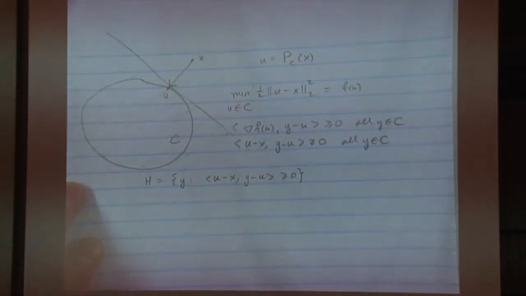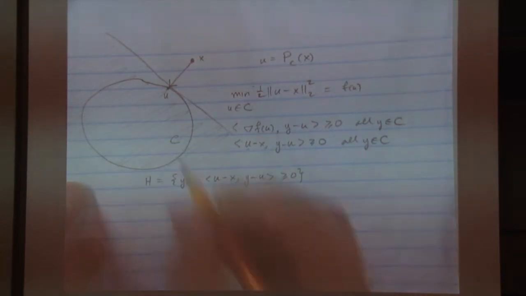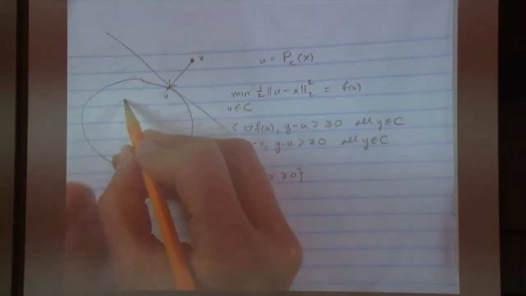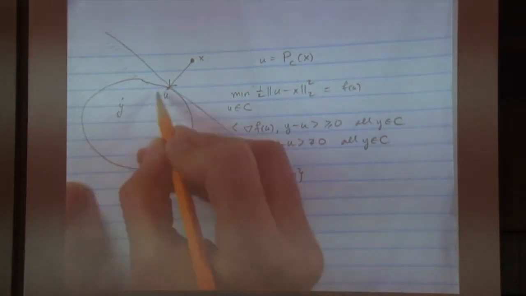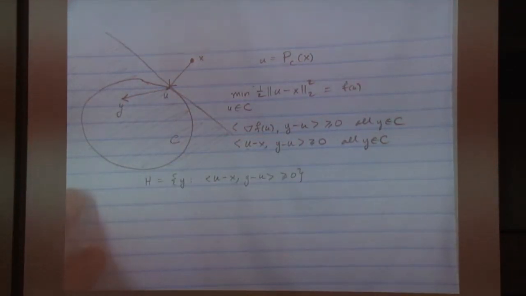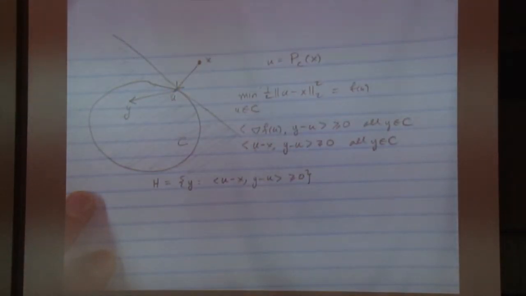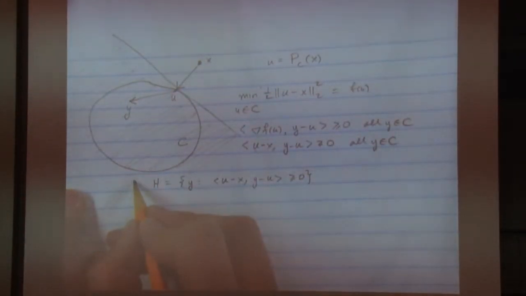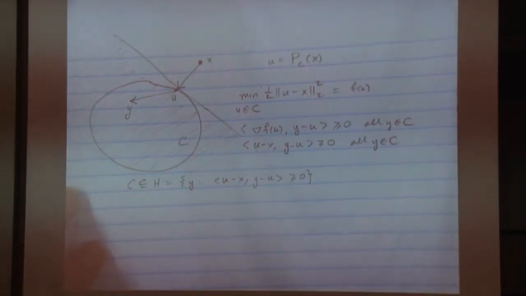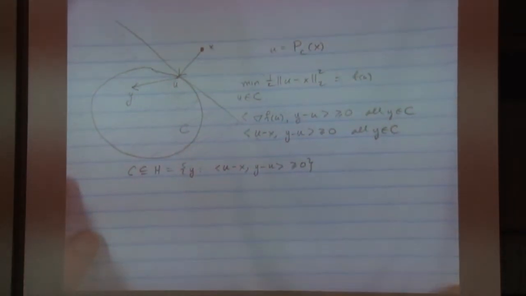So if we draw this vector u minus x, this guy here, and we draw y minus u for any other point y in the set C, like say this one, the inner product between the two of them is positive, right? The half space contains all positive inner products. So we know that C is contained in this half space, just from this condition that we derived.